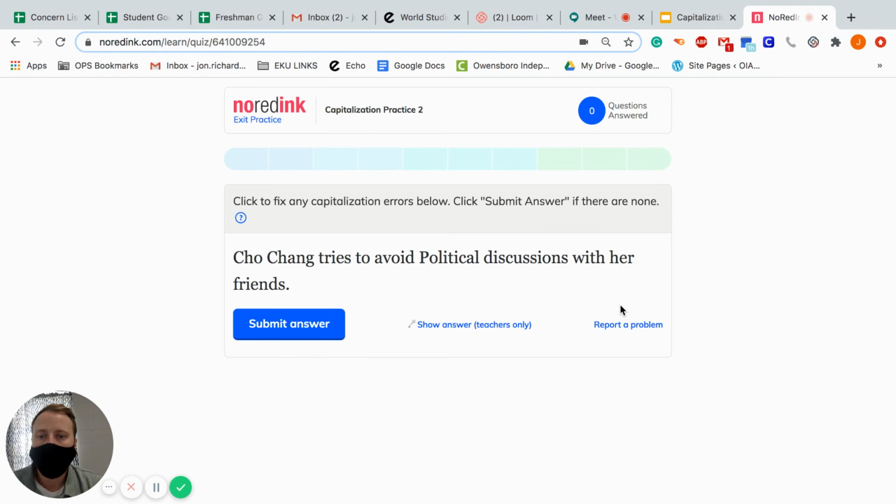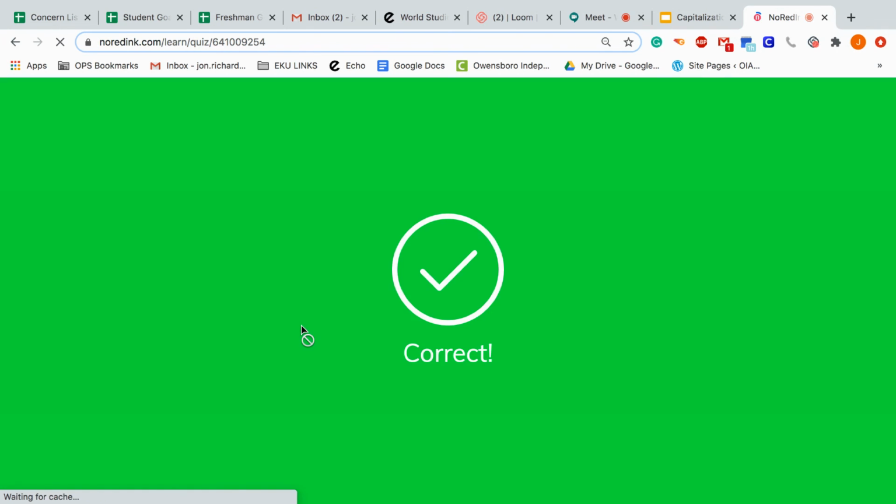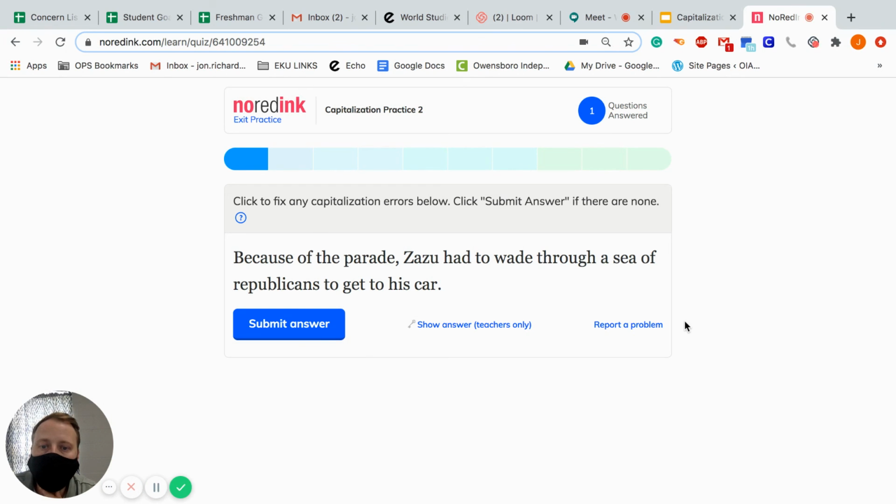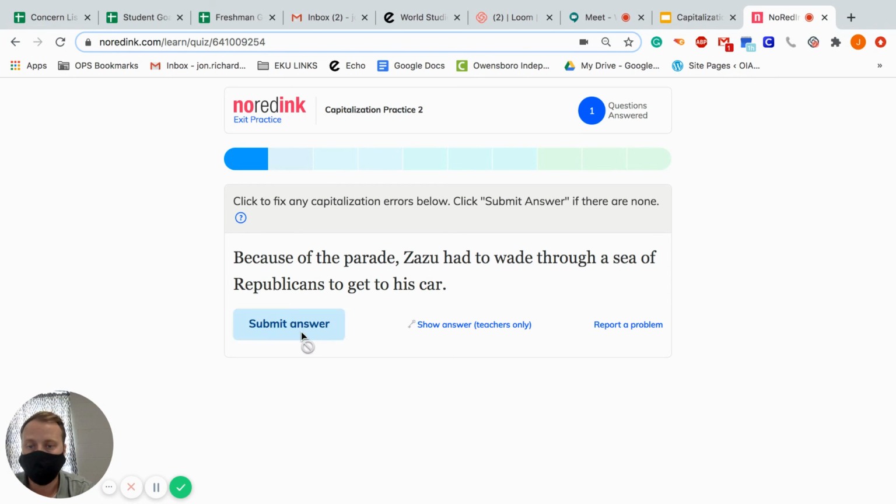Cho Chang tries to avoid political discussions with her friends. Political is not the name of a political party or any government official body that we have in the United States, so it is not capitalized. Because of the parade, Zazu had to wade through the sea of Republicans to get to his car. Republican is capitalized because that is the name of the party. Democrats and Republicans are both capitalized because those are the names of the parties.